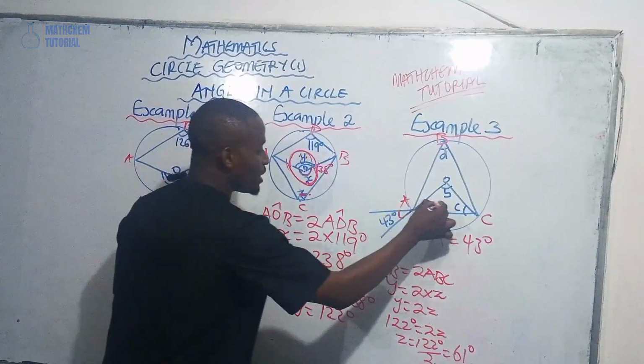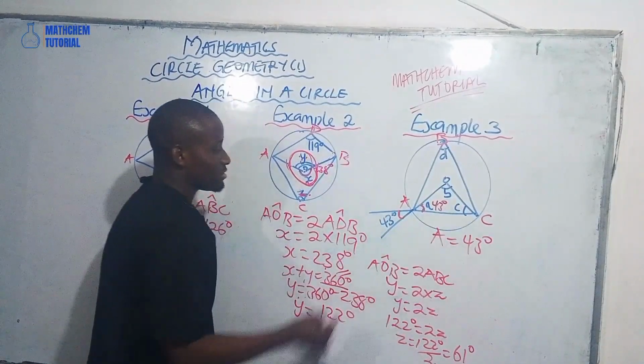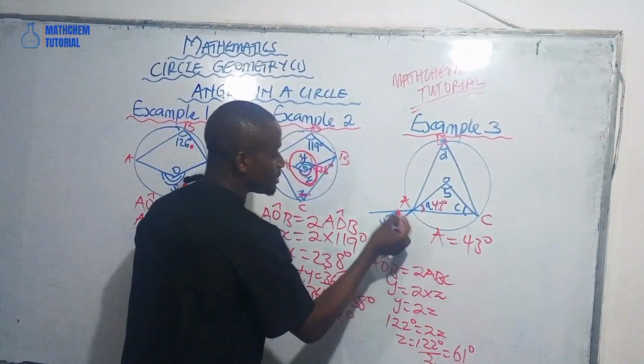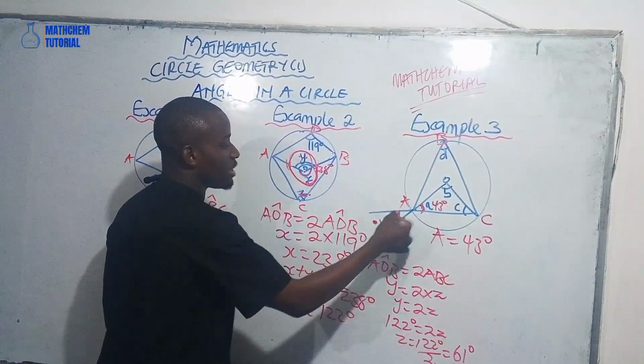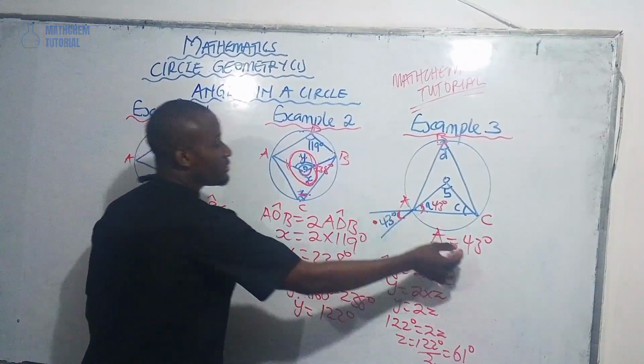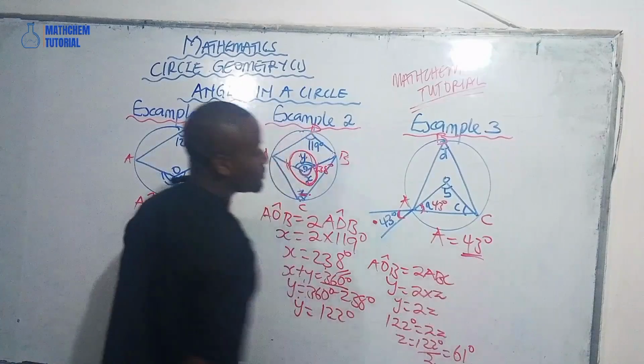So if this angle A is 43 degrees, why? The reason is because it is vertically opposite to this particular angle. You can see the angle here. They are opposite to each other. So that's why it is the same thing as 43 degrees.